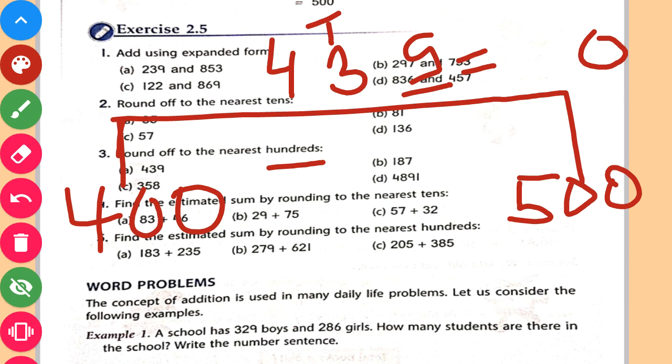439. So 9 will become 0. This number 3 will also become 0 and 4 will remain 4. 400. So this number will get rounded down. 439 will get rounded down. It will become 400.